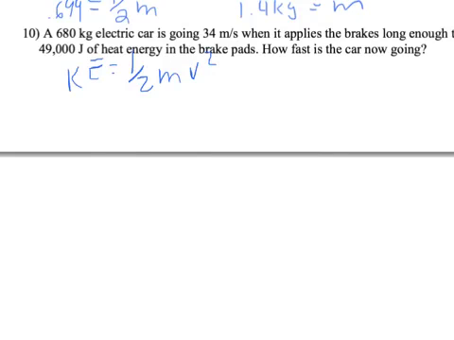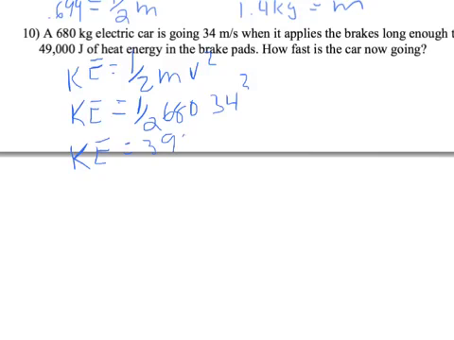Getting bored of this equation yet? Here we go. So the kinetic energy of the car is going to equal 1/2 of its mass, which is 680, times its velocity of 34 meters per second squared, and that gives me a kinetic energy to start out with of 393040 joules of kinetic energy.